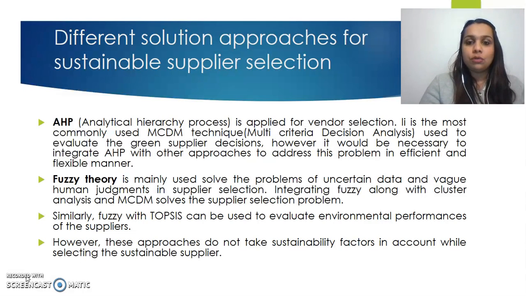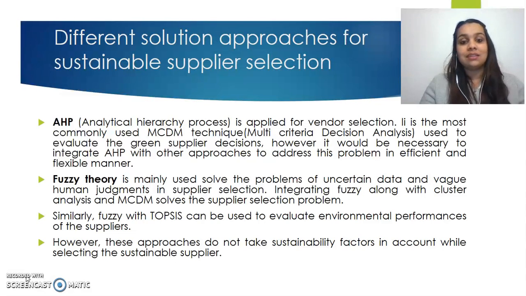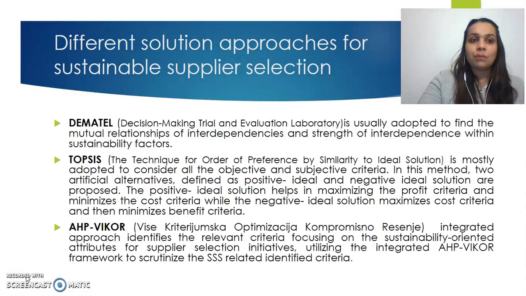Fuzzy theory is mainly used to solve the problems of uncertain data and vague human judgments, basically the human errors in supplier selection. Integrating fuzzy theory along with cluster analysis and MCDM solves the supplier selection problem. Similarly, if we integrate fuzzy with TOPSIS, it can also be used to evaluate environmental performances of the supplier. However, the problem with these approaches is that they do not take sustainability factors into account while selecting the sustainable supplier itself.